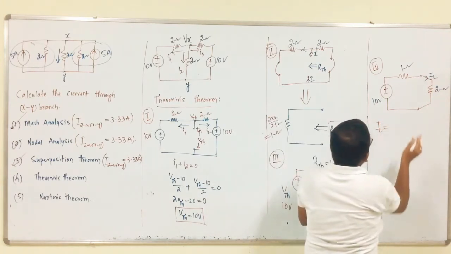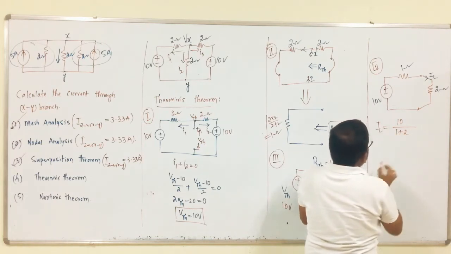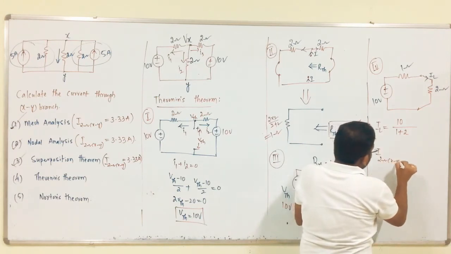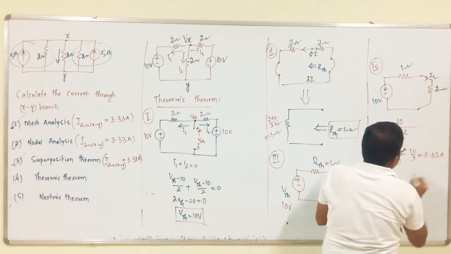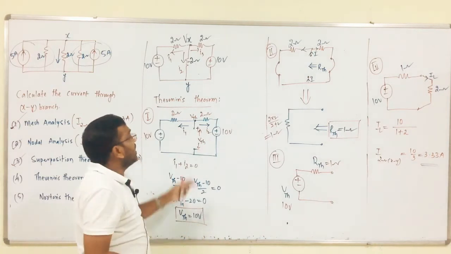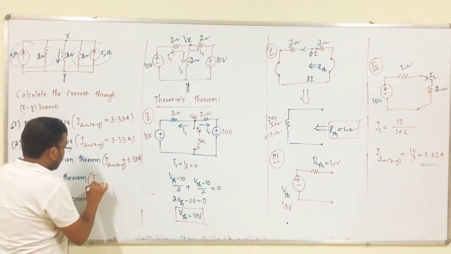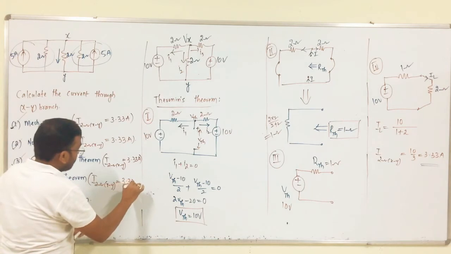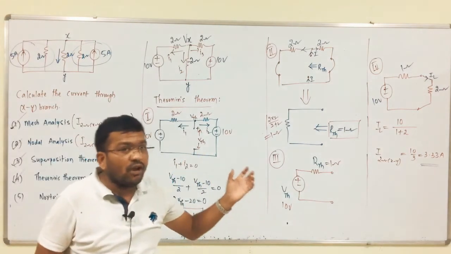IL is equal to total voltage by total resistance in the circuit. IL is nothing but the current through the 2 ohm branch which is present between X and Y, which is equal to 10 by 3, which is equal to 3.33 amps. So from this also we are having the same value of current, that is 3.33 amps through this branch. So from Thevenin's theorem also we are having the same value of current.